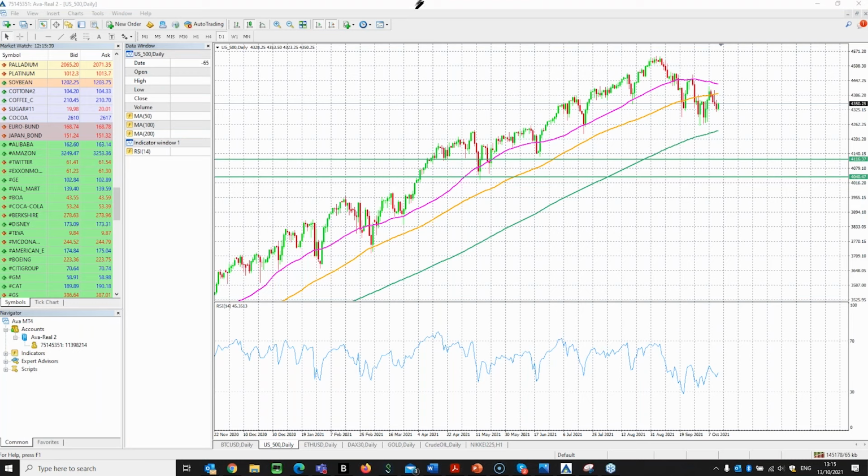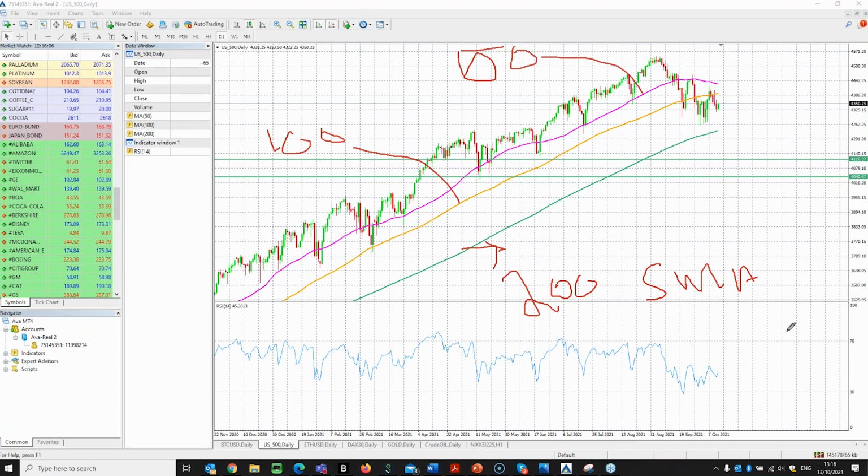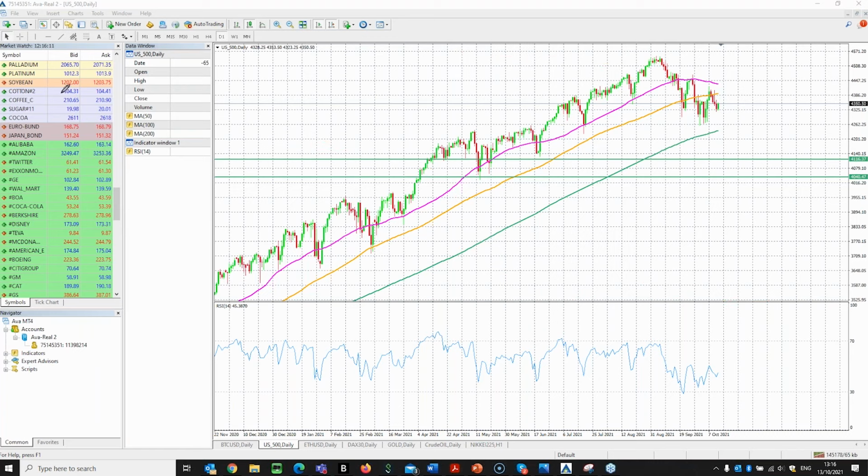Now, in terms of technical price levels, what we really need to mention over here is, first of all, this is your 200-day SMA, simple moving average. Over here in green is your 200-day SMA. Over here, this is your 100-day SMA. Over here in pink is your 50-day SMA. Now, how do you put these moving averages on the chart? If you've never done it, let me show you.